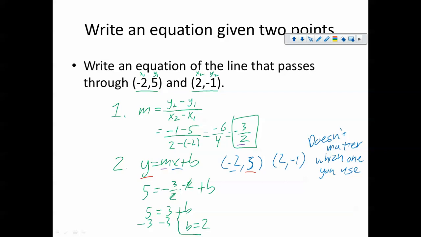So that's my y-intercept. Step 3, plug those things into my equation. y equals my slope, negative 3/2 x plus 2.